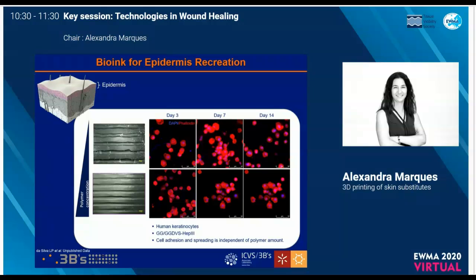percentages. And you can see here, this is just an example of the fibers that were printed with these materials. And here, when the keratinocytes, the epidermis cells, were encapsulated or incorporated in these bioinks, they actually had a very similar behavior independently of the polymer amount. They were actually round and adhered to the material, and they were not very influenced by the polymer concentration.